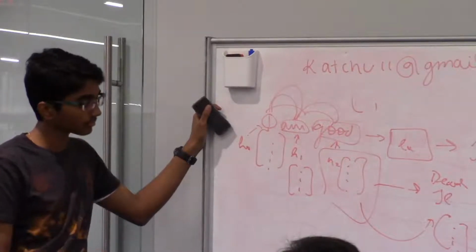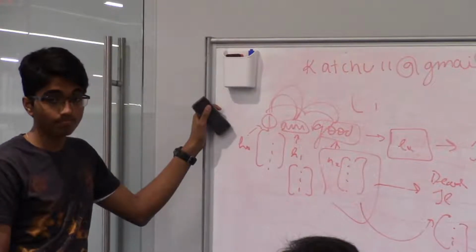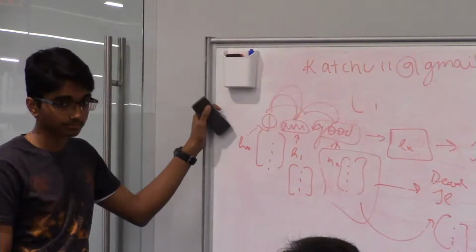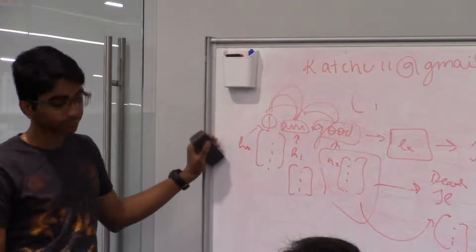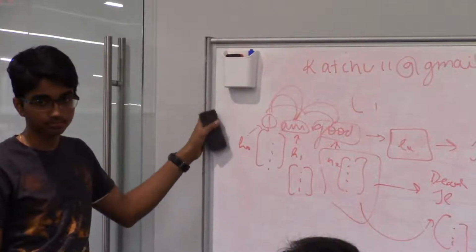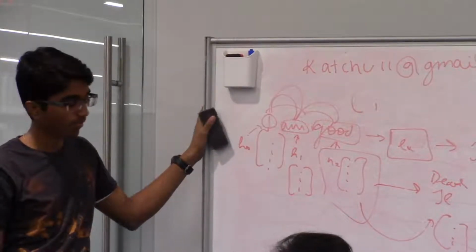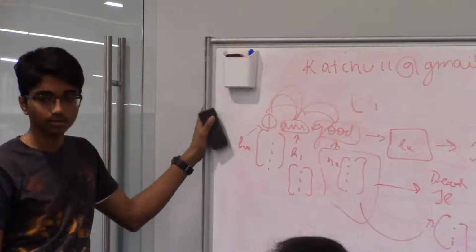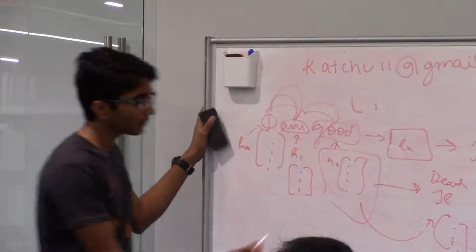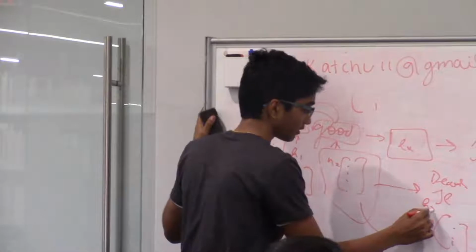You have hidden states for decoders. Why do you have your H1, H2? For the decoder, you said we have H0 first, and then the next one. Yeah, we have. I'm sorry, I should have illustrated that. So that's H3.